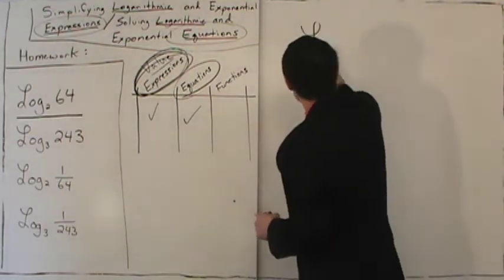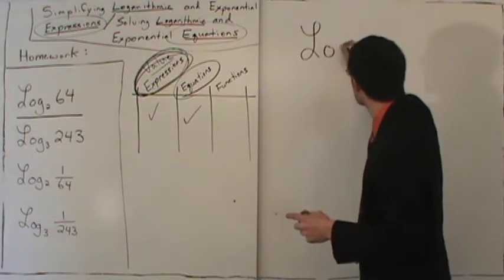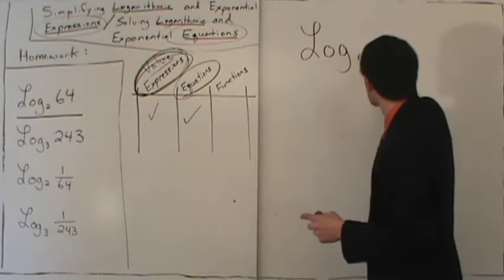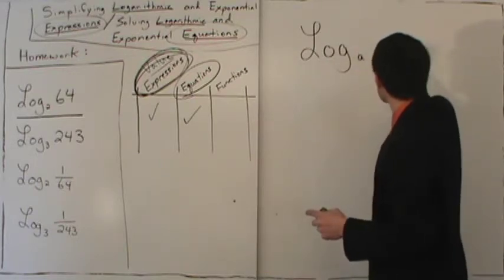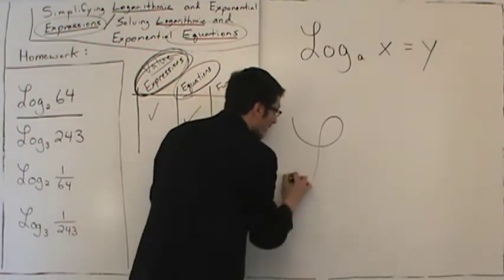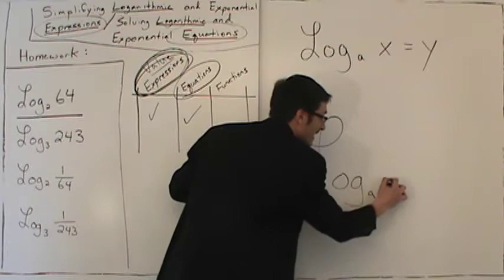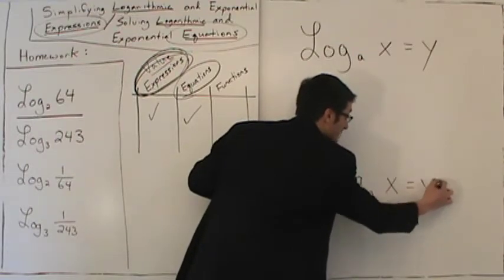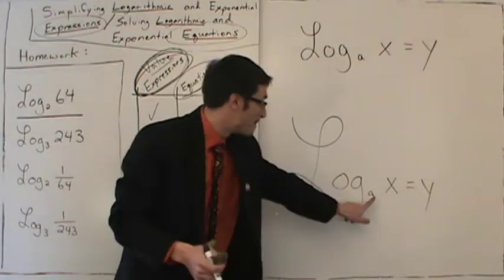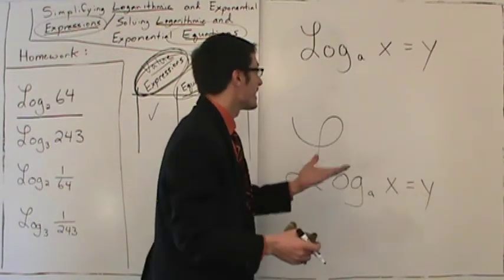If I write log, and you're already familiar with this notation from the parent functions list given earlier this year, log base a, little tiny a, of x is equal to y. Let me write it bigger. Log base little a of x is equal to y. This is how we read it. Log base a, little tiny a of x is equal to y. And what does this mean?